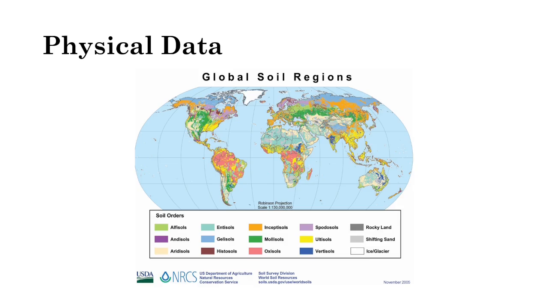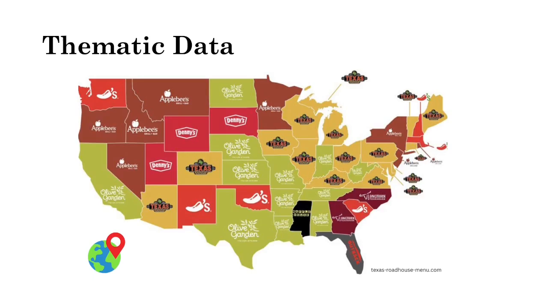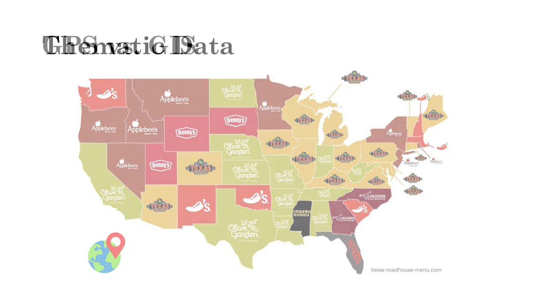Maps can show physical data, which relates to the actual earth, the environment. It could show elevation, freshwater access. It could show soil quality or types of soil or climate zones. Thematic data deals with people and culture and human interaction. We can see here the preferred restaurants in different states in the United States. That doesn't have anything to do with the physical environment. It has to do with human interaction and human culture and human interest.